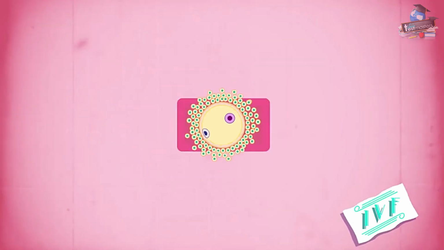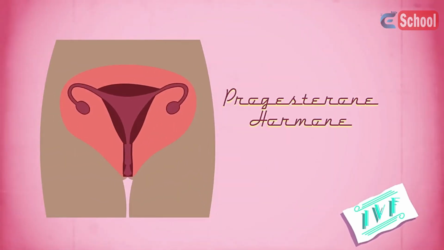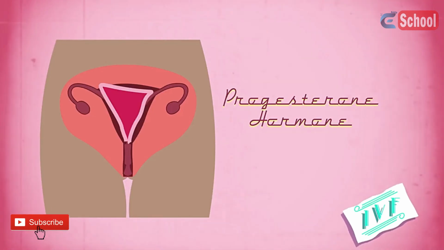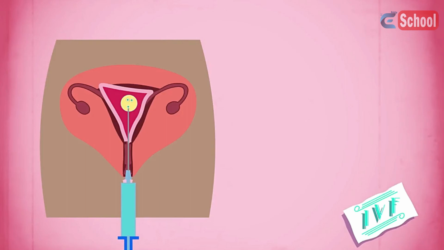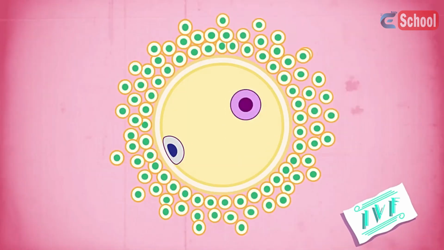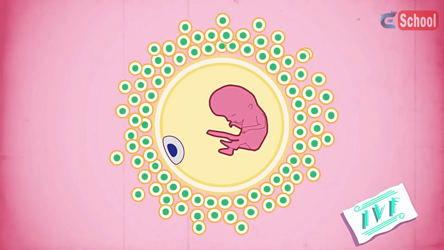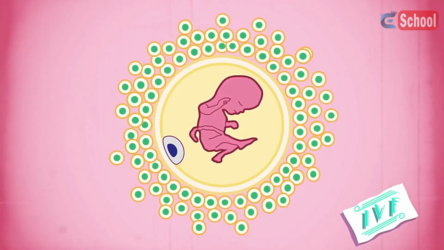As I said earlier, the woman is given progesterone to make sure her uterus is ready to receive the embryo. The best 2 or 3 embryos are then transferred back into the woman's uterus by using a long plastic tube called a catheter. This procedure is actually really simple. 2 or 3 are chosen to increase the chance of survival. IVF is complete and the natural embryo development continues inside the woman's uterus.